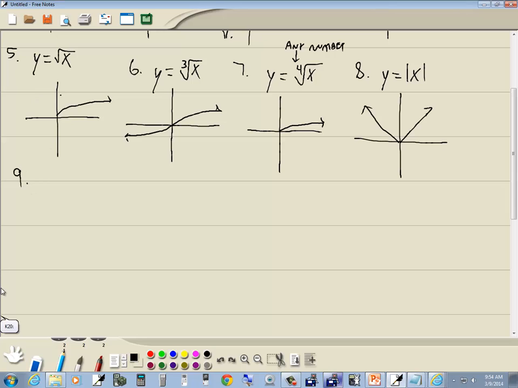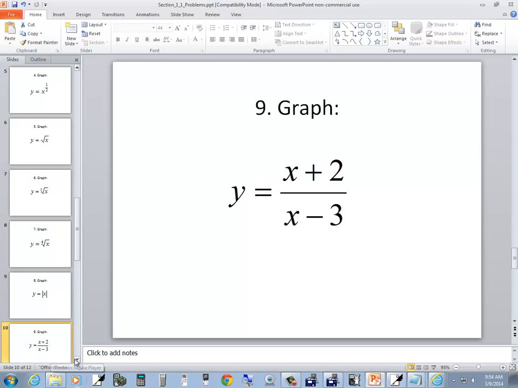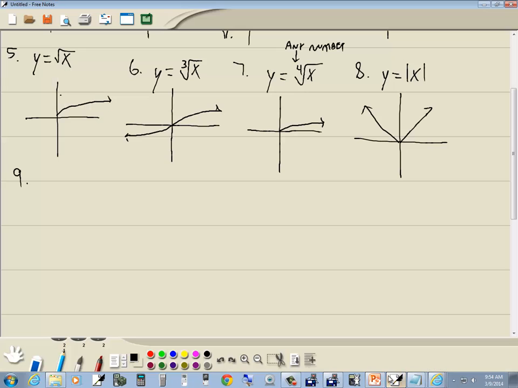Now, ninth one. I don't remember what this one is. X plus 2 over something. There it is. X plus 2 over x minus 3. So y is equal to x plus 2 over x minus 3. I could care less what this one looks like. I'm demonstrating how do you work with fractions on your calculator. And this is more in just graph mode, but this is anywhere.